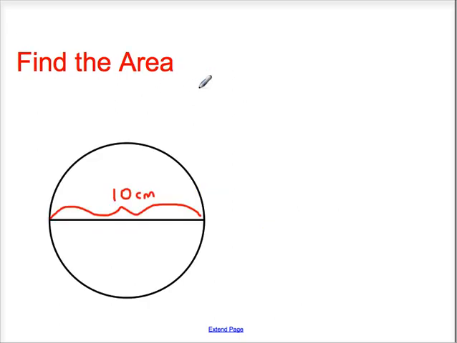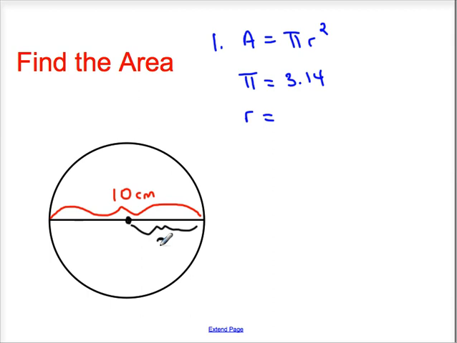Okay, here we have finding the area again. In this case, we're given a diameter of 10 centimeters. The formula for area, again, is area equals pi r squared. We're going to use pi equals 3.14. And in this case, I need my radius. Now, the diagram shows me my diameter, so we're going to have to cut this in half. My radius here is only equal to 5 centimeters. So 5 will be my radius.